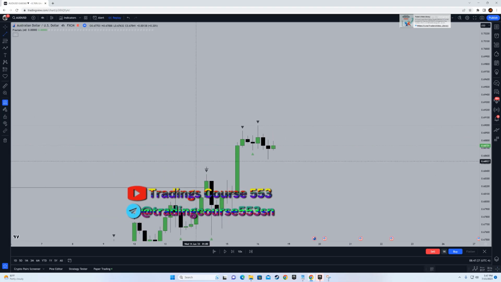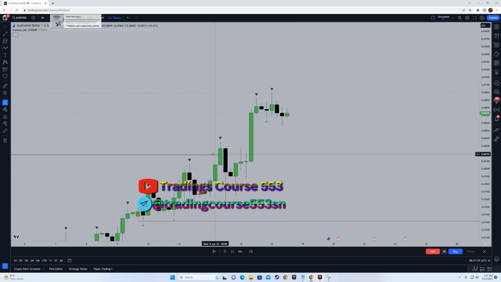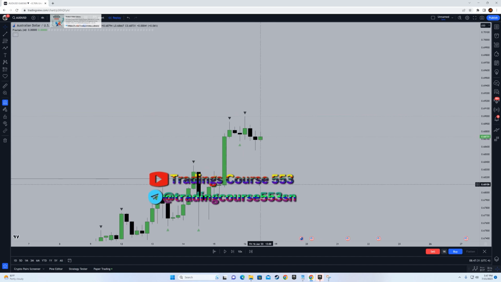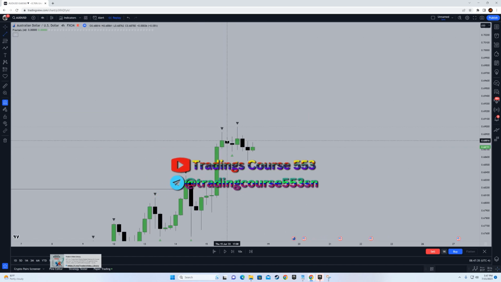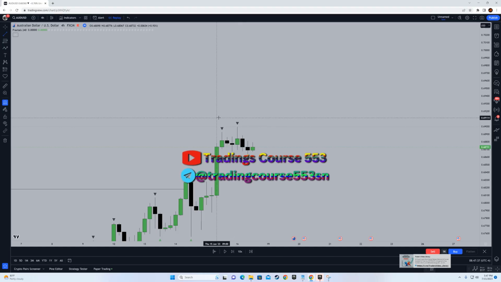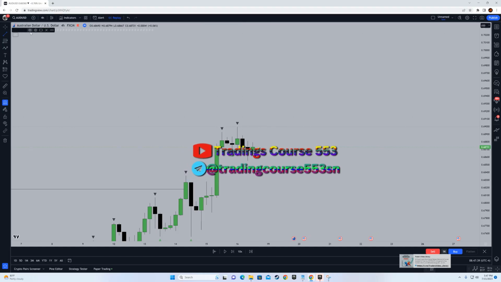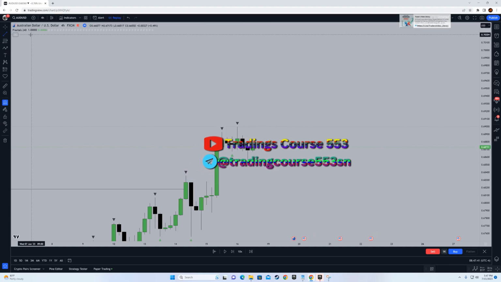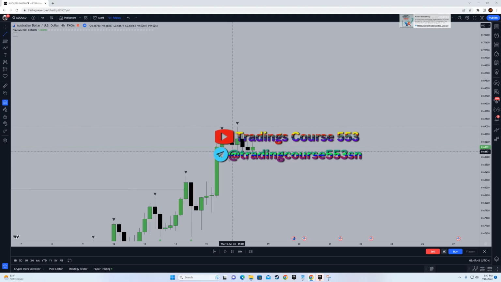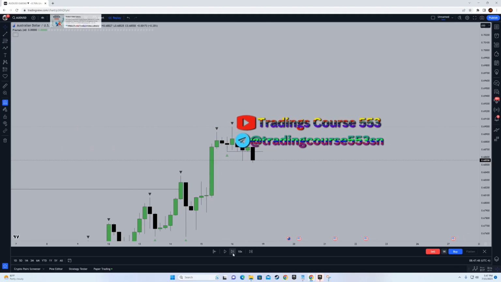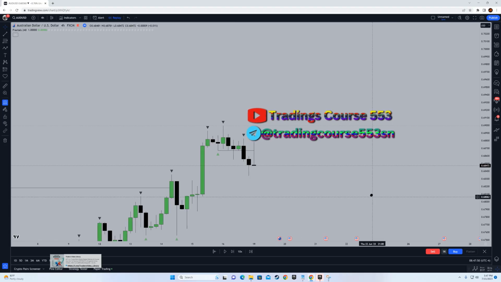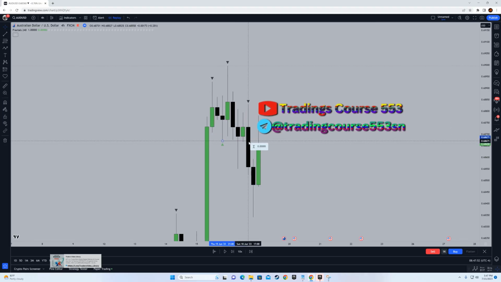And over here, what do you see? We took out the external liquidity here. Now we're simply waiting for a market structure shift. So what do we get here? We have a higher high, higher low, and a higher high, annotated by the indicator, and this indicator is a game changer. Okay, so right here, what we see, we have this fractal low here, and price took out the low.